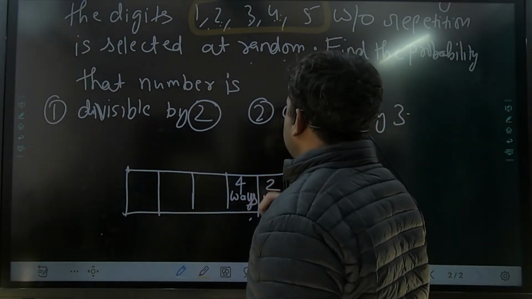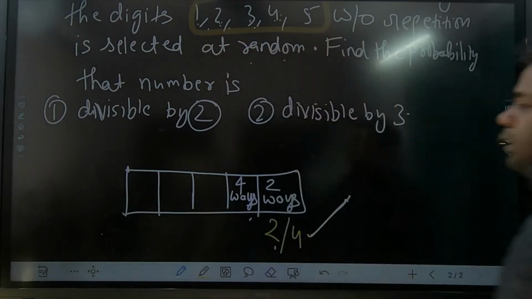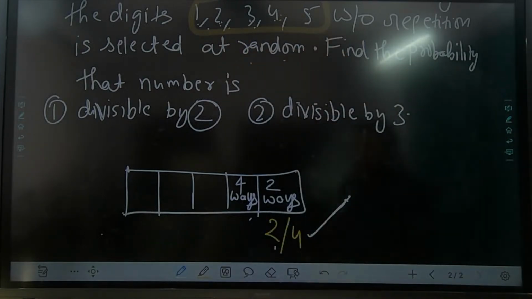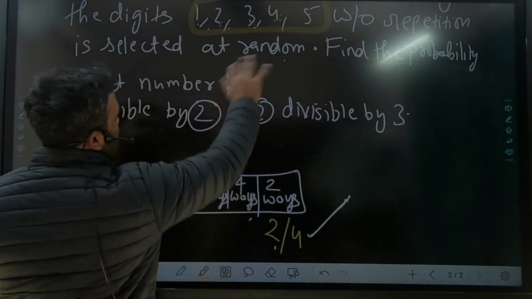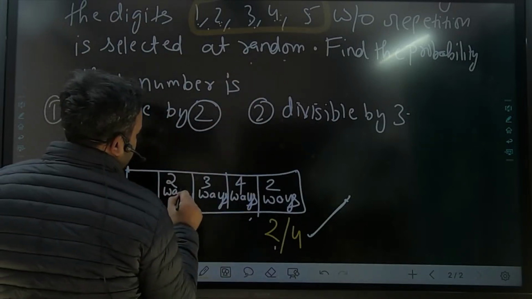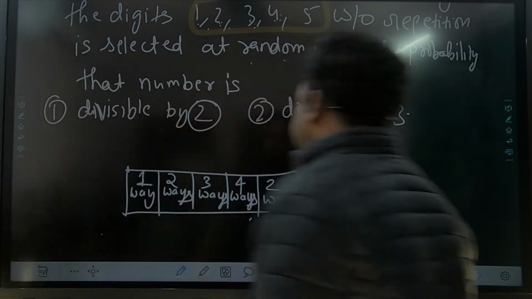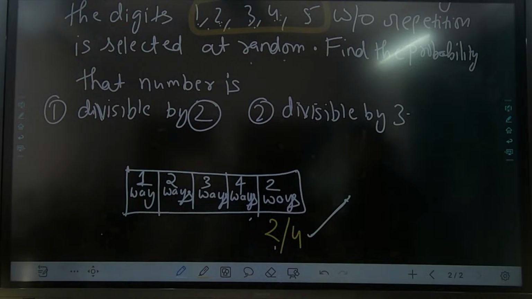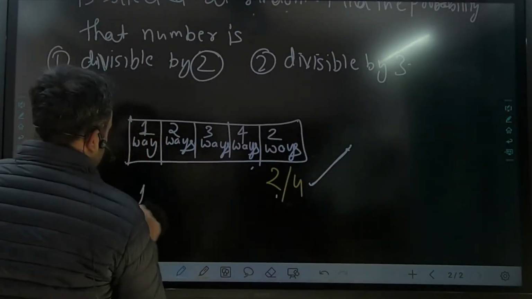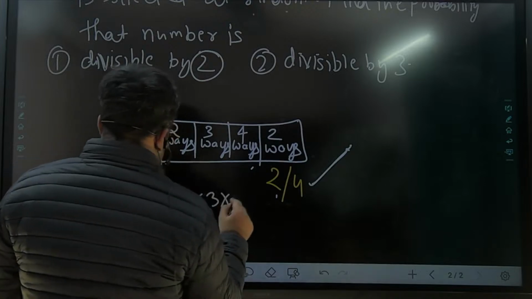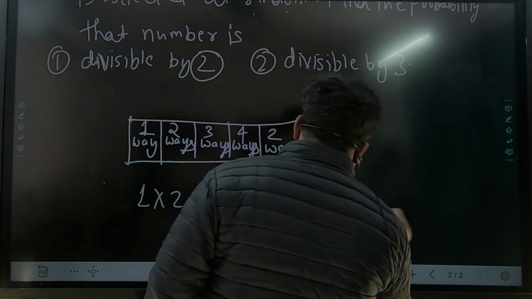So 2 numbers are consumed. Let's say 1, 4 or 1, 3. Then how many numbers are left? Say 1 to 5 is left, so there are 3 ways you can put any number. Then 3 numbers are consumed, 2 numbers are left, so there are 2 ways. And finally, there is only one way to fill this place. So in this way, you have to fill your columns. So the total number of ways will be what? 1 into 2 into 3 into 4 into 2. That is 48. 48 ways are there.